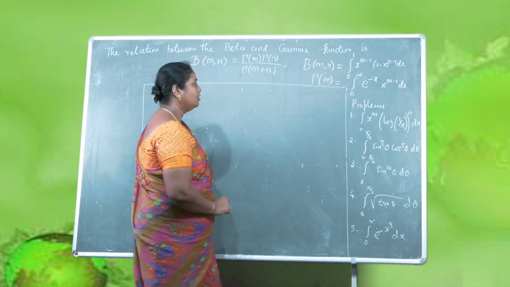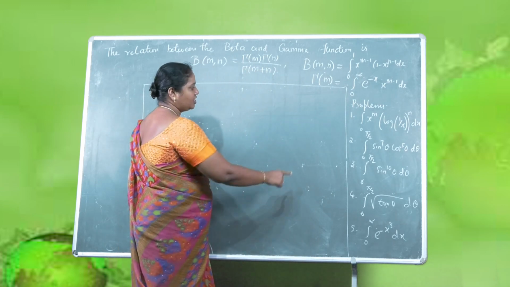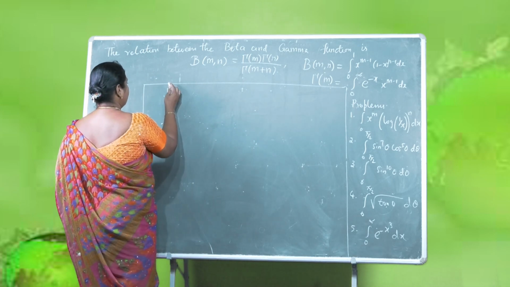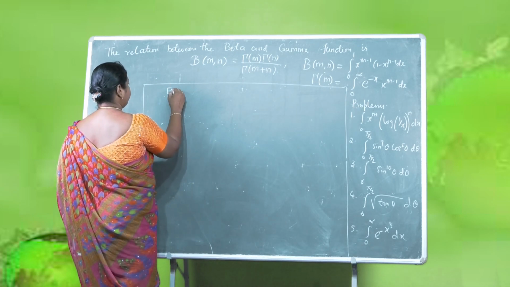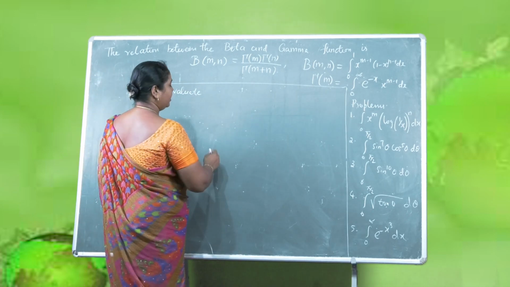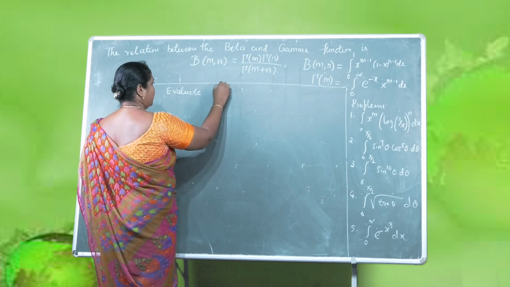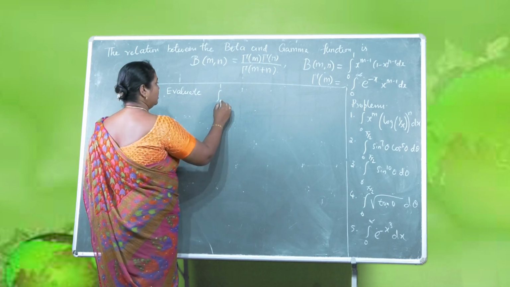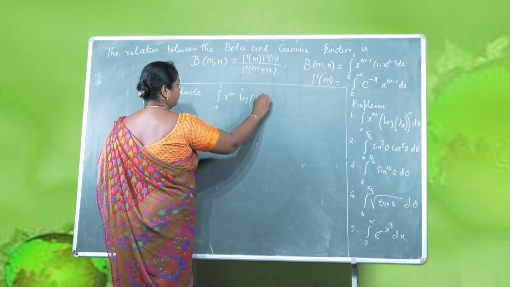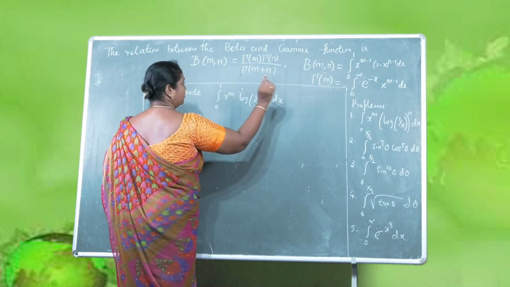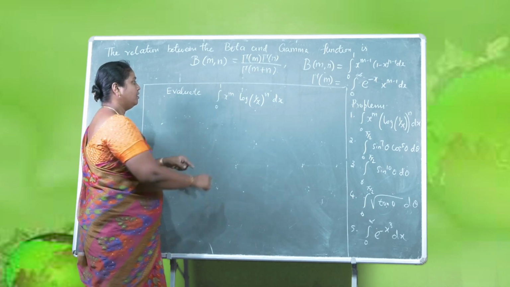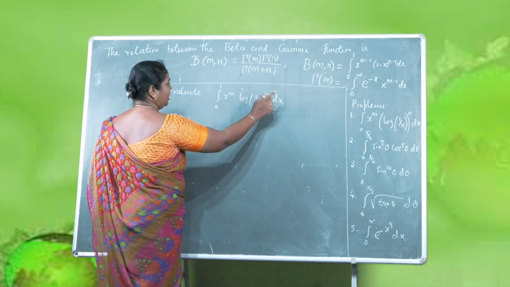So now we are going to first solve problem number 1. Let us evaluate the integral from 0 to 1 of x power m into log of 1 by x the whole power n dx.